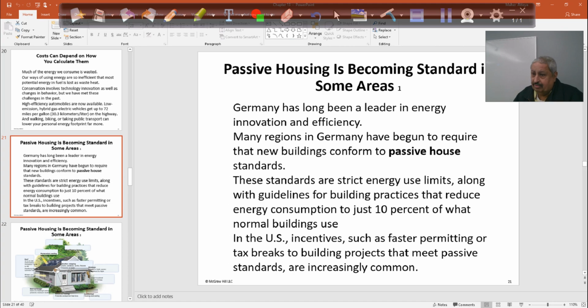Passive housing is becoming standard. That's what I talked to you about, double, triple layers of windows or glass doors.